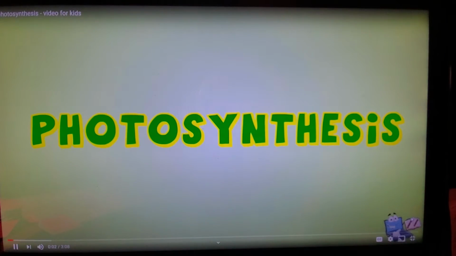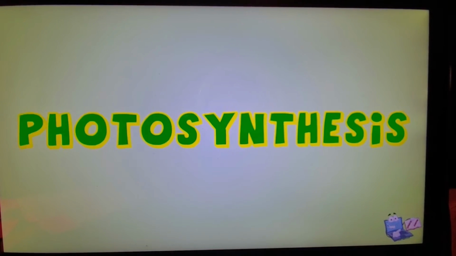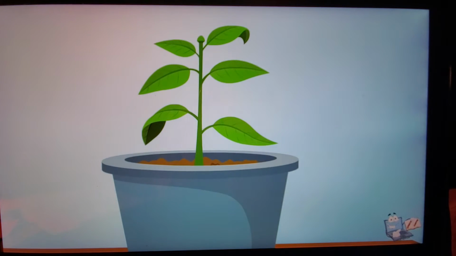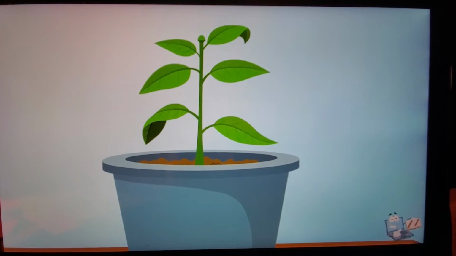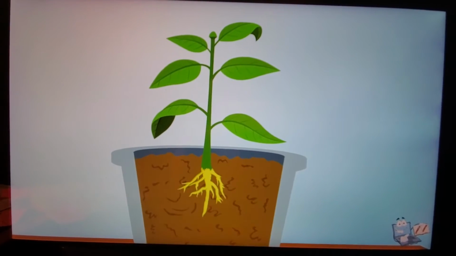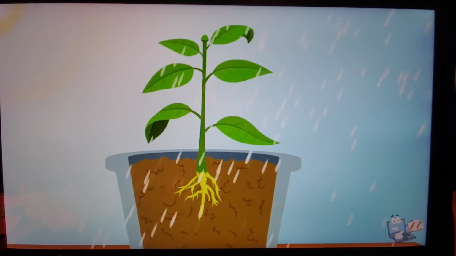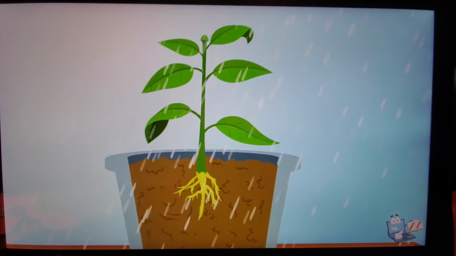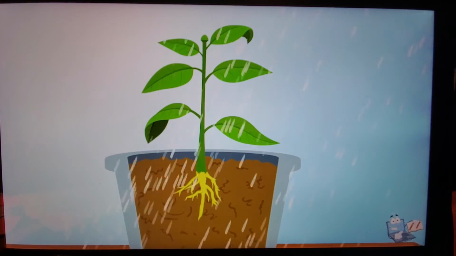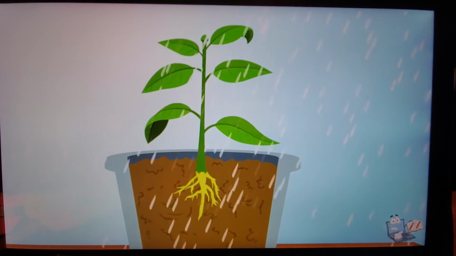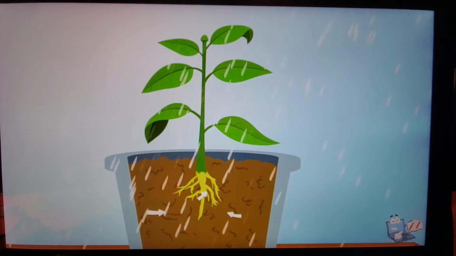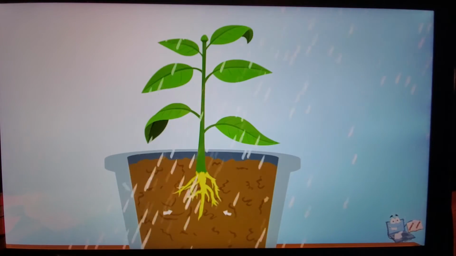Photosynthesis. Let's learn about photosynthesis. Plants make their food with the help of many things. Plants get their raw material for photosynthesis from the soil, the air, and the sun. Oh, look! It started raining. When it rains, water gets absorbed into the soil. The plants take in the water from the soil through its roots.